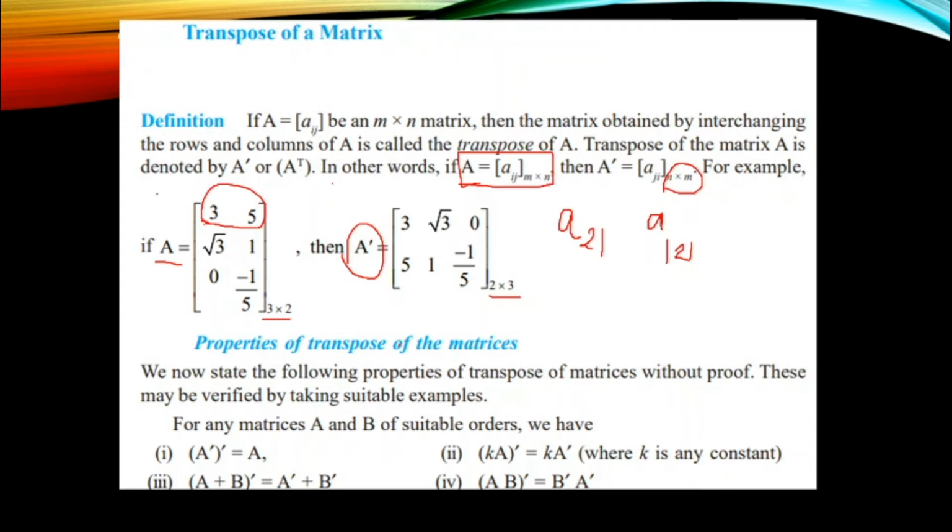Properties of transpose of matrices. So what all properties do we have? A dash whole dash is A. That is, if A transpose is there, if we again take the transpose, we will get back the original matrix. K A dash equal to K A dash, where K is any constant. We have learned the scalar value. Okay, so A plus B whole dash is equal to A dash plus B dash. You should remember these properties, because later we'll be using them. Okay, so AB whole dash is equal to B dash A dash. Make a note, it is AB whole dash equal to B dash A dash. Okay, this is all important, you have to remember.